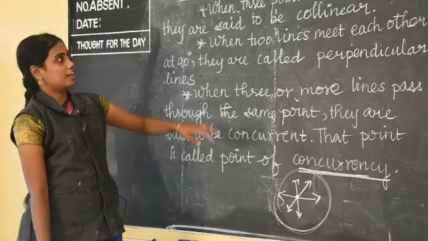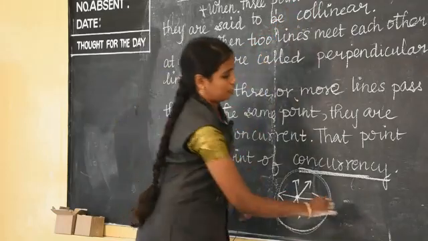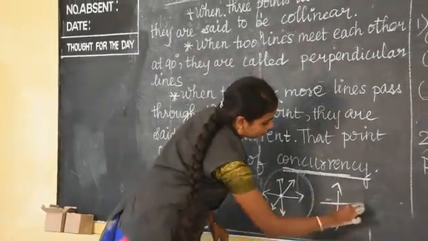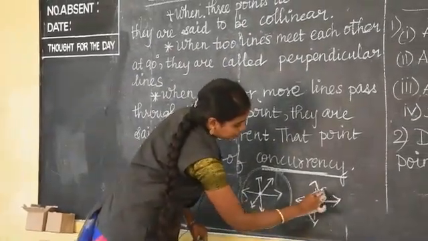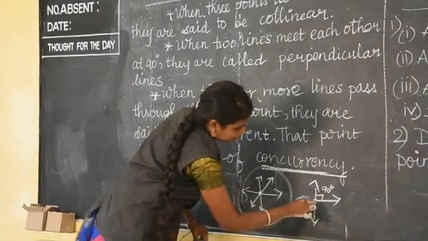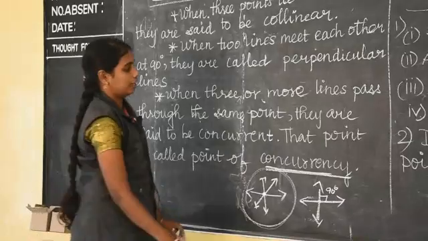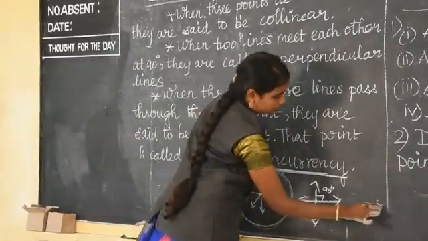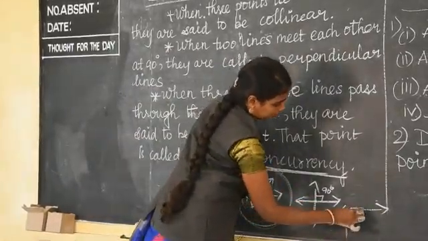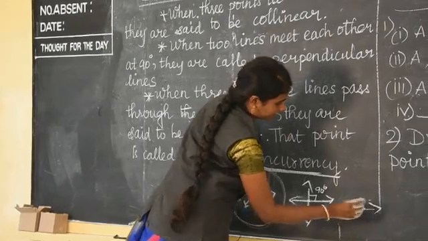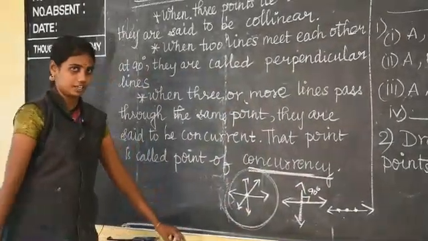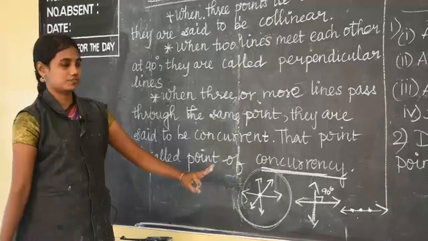When you have two lines, this is called perpendicular lines because it has 90 degree. Two lines go through one point. When you have one line and 3 points, if you have 3 points, this is called collinear. So totally we saw 3 points.